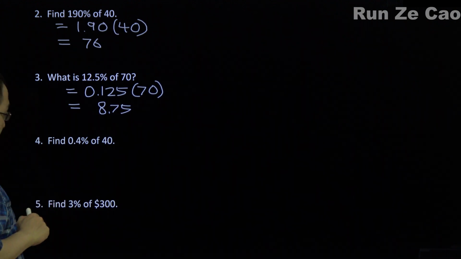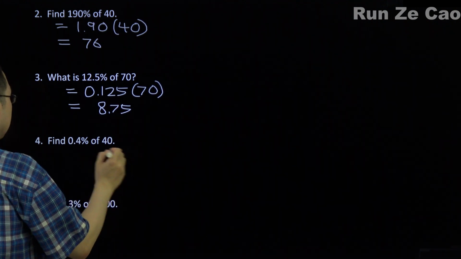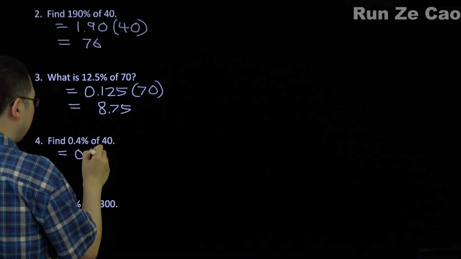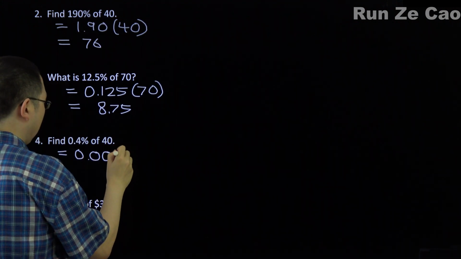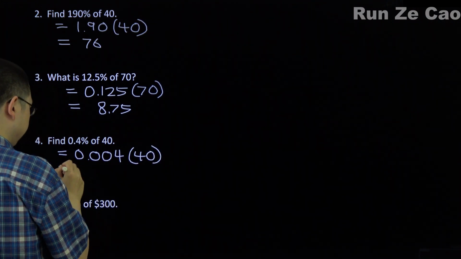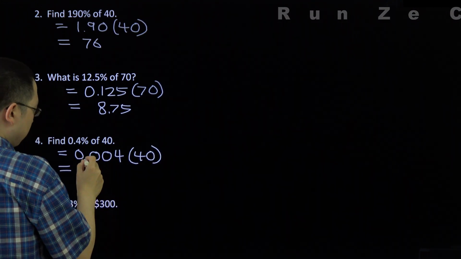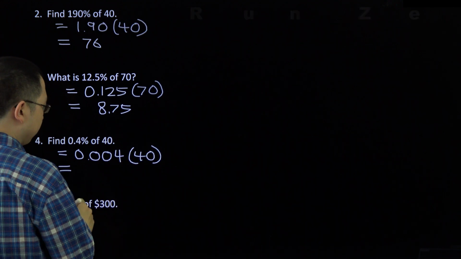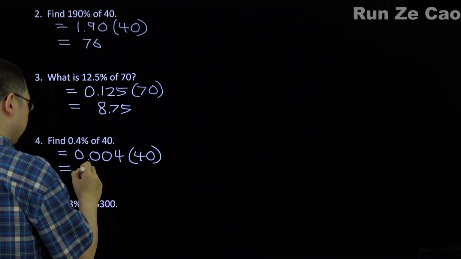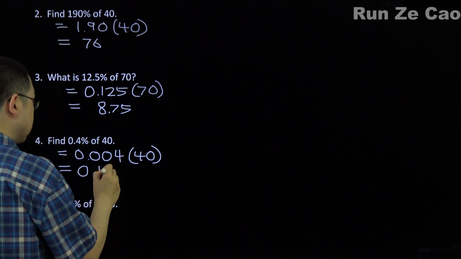Okay, 0.4% of 40. Well, that's equal to 0.004 times 40. So we move the decimal place by 1 and get rid of that. And then times 4, which leaves us with 0.16.